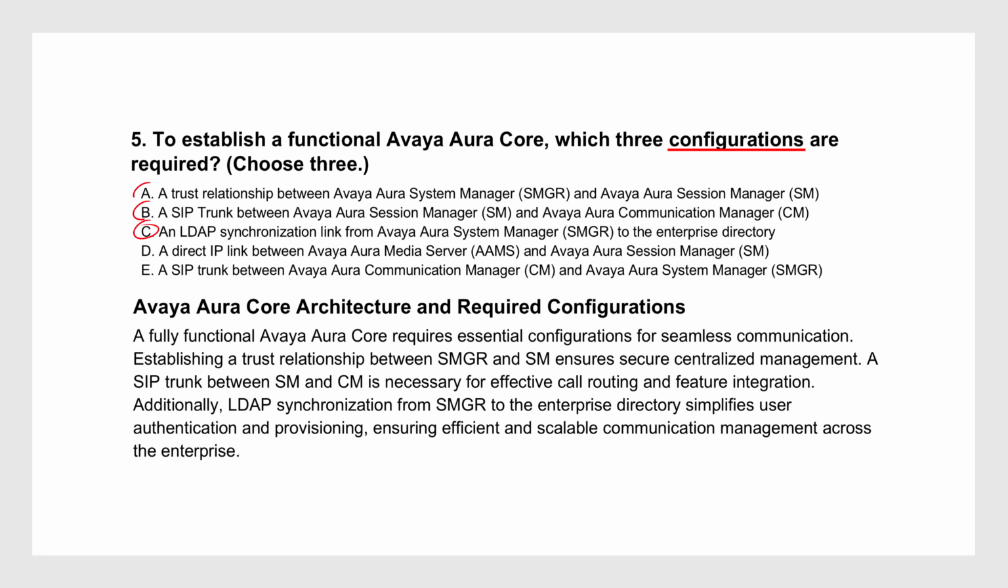Why is trust so important in the world of Avaya Aura? Well, for components to communicate securely and exchange sensitive information, they need to establish a trust relationship. Kind of like a digital handshake that verifies their identities. And I'm guessing this is especially important between System Manager SMGR and Session Manager SM, since SMGR is the one calling the shots. Exactly. SMGR needs to be able to send commands and updates to SM without any risk of interference or interception.